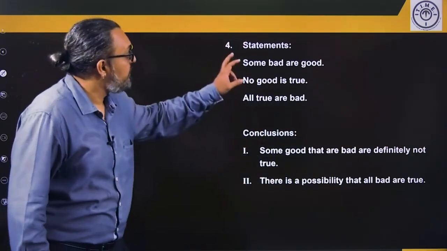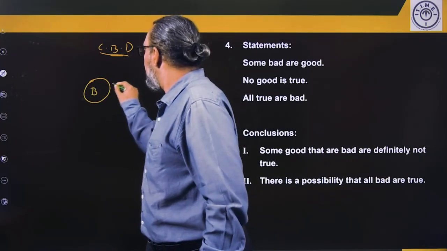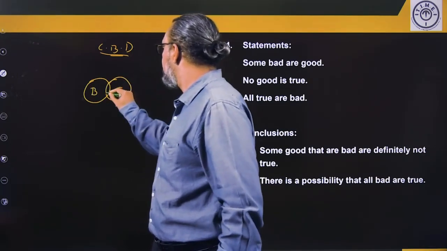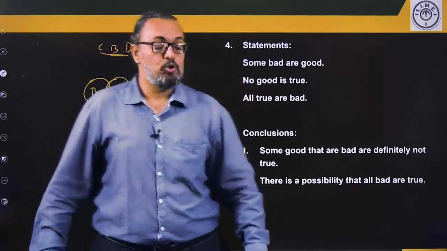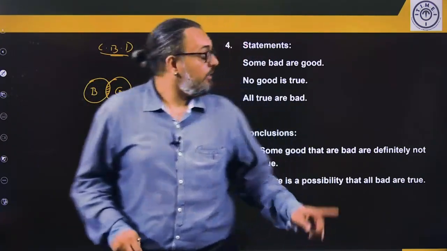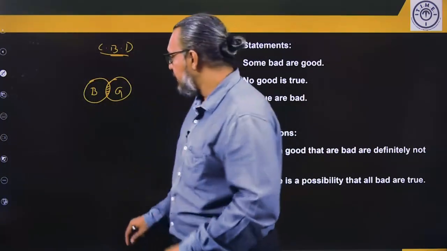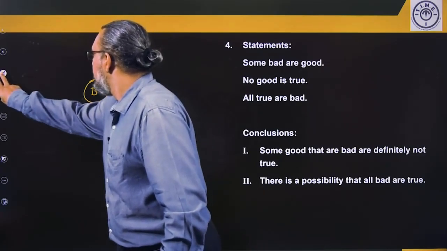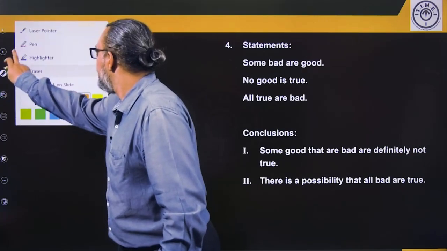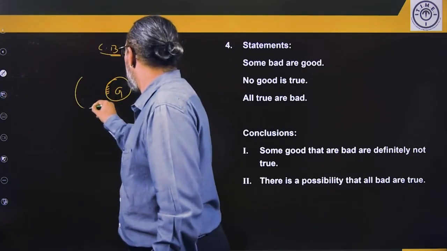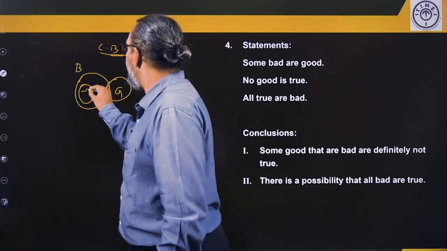Now, what is it that we have? Some bad are good. Okay? So, we have some bad are good. That is like this. This is the region. Some bad are good. Then what do we have? No good is true. And then we have all true are bad. Okay. All the true should be inside bad. Right. So, this is bad. All the true should be inside bad.